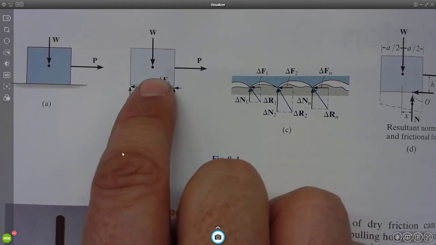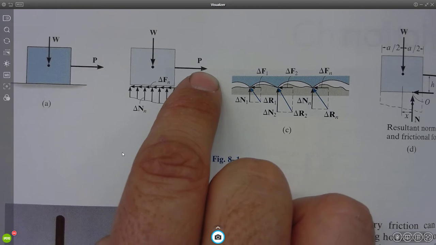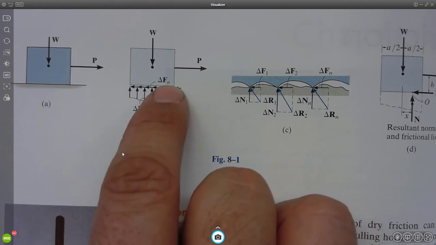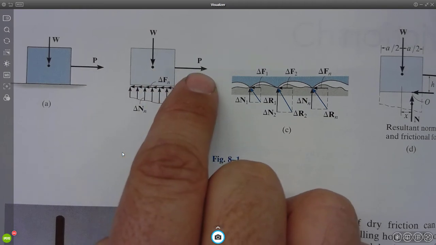So say this is a 100-pound block, and I pull on it with 1 pound. Do you think it's going to move? I mean, if it's on ice, it might, but we're going to say that it's on carpet. Okay, 100-pound box on carpet, and I put 1 pound pulling it sideways. Is it going to slide? Survey says no, it's not. Why is it not?